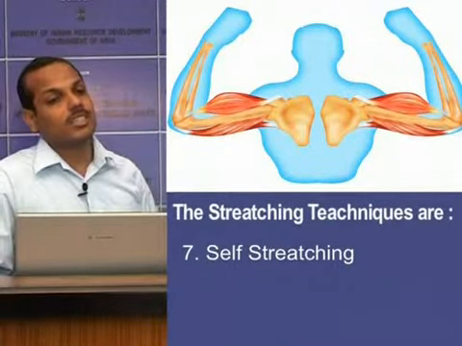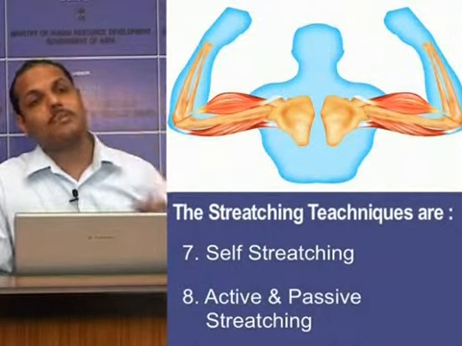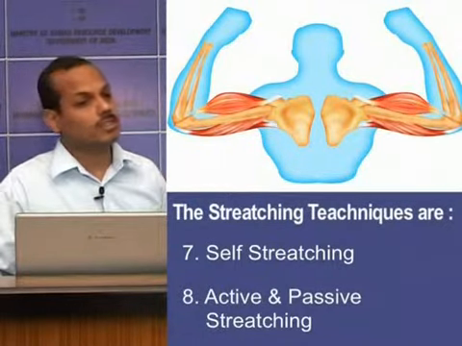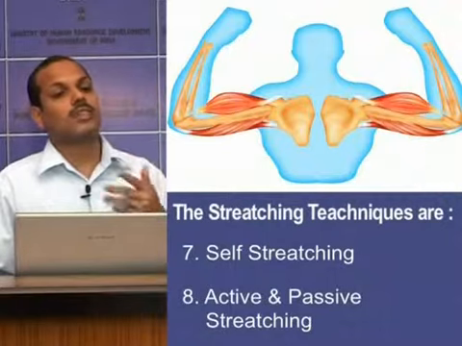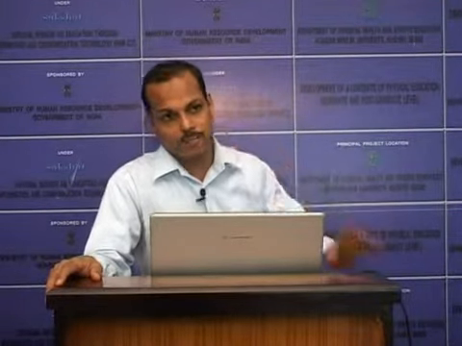Now the other types of stretching are active stretching and passive stretching. Passive stretching, we can say, is manual stretching or mechanical stretching, and active stretching is actually a self stretching technique. Now, what are the determinants of stretching intervention? The first one is alignment. The alignment of the limb is important. That is, positioning a limb or the body such that the stretch force is directed to the appropriate muscle group. This is called alignment.